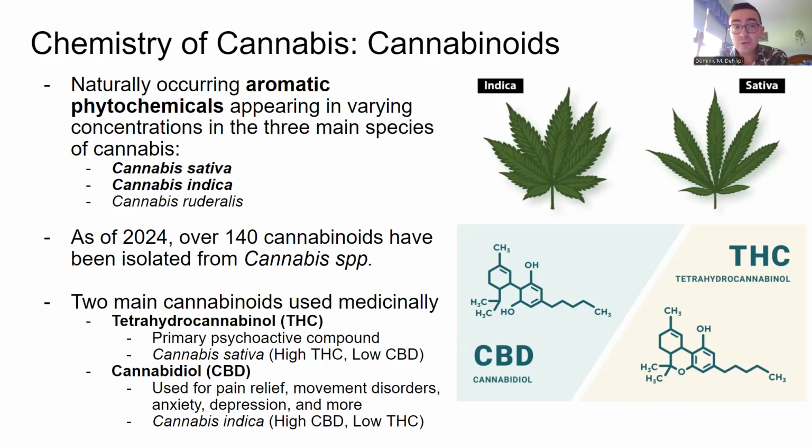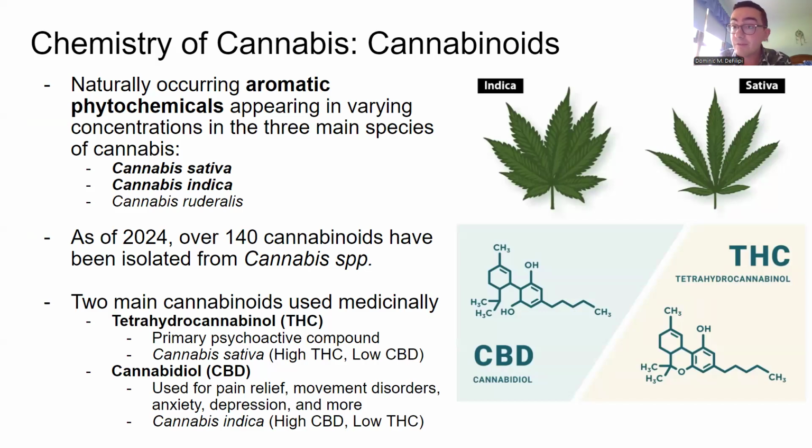So these two cannabinoids are aromatic phytochemicals appearing in various concentrations of the three main species, but mainly found in sativa and indica species. As of 2024, we have over 140 cannabinoids that have been isolated from cannabis species. Of those 140, I'm sure there's even more that are yet to be discovered, but we're only going to focus on the two main ones.